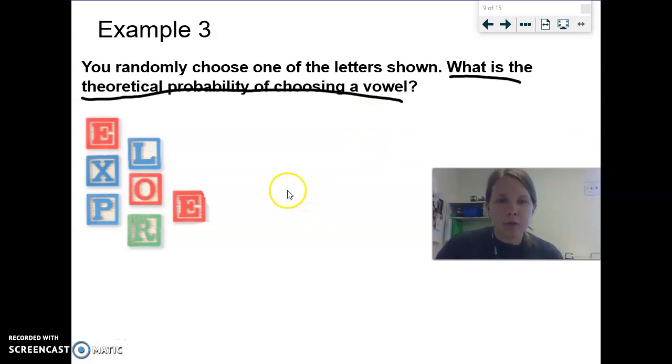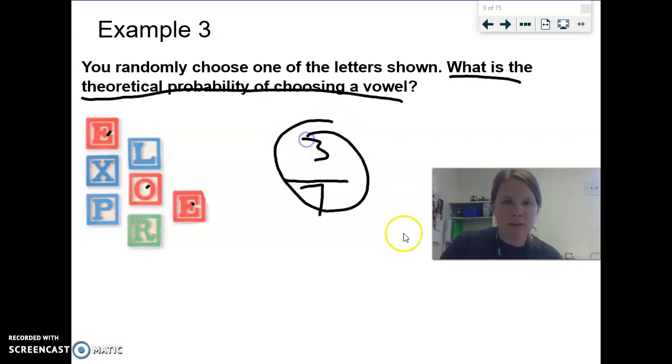So again, it's going to be the total amount of blocks on the bottom out of the total amount that are vowels. So we have 1, 2, 3, 4, 5, 6, 7 total blocks. Of those 7, my red ones here are all vowels. So those A, E, I, O, or U, and sometimes Y's. So I would have 3 out of 7. We can't simplify 3 out of 7, so my theoretical probability is just 3 out of 7. All right.